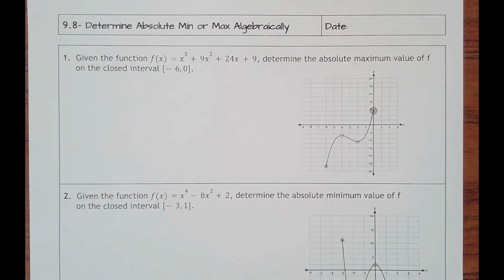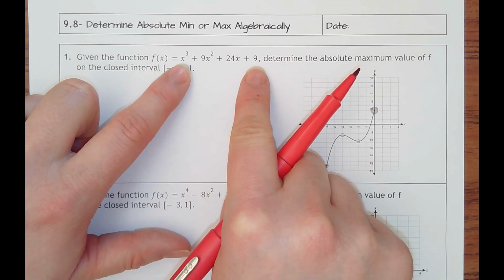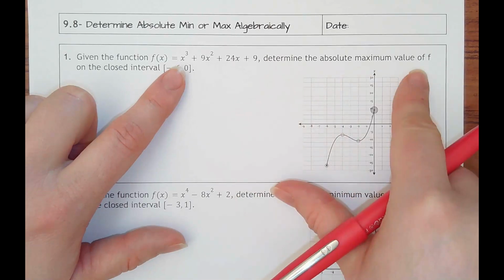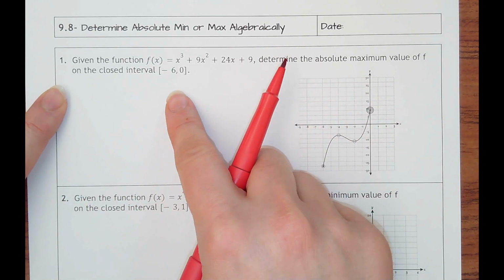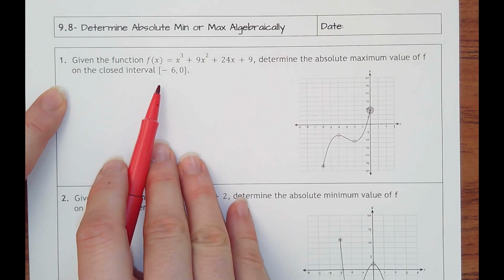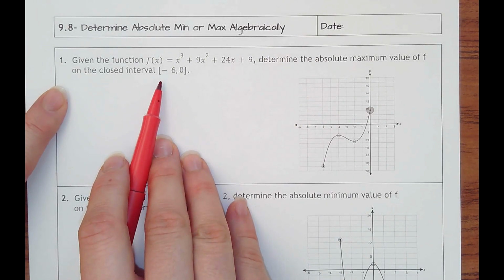Lesson 9.8, determine absolute min or max algebraically. Think back to the very first lesson we did in this unit: an absolute max or min is the highest or lowest that point ever goes. Polynomials normally go on forever, negative infinity to infinity, but they're giving us a closed interval. And so what's going to happen is a min or max absolute could be on an endpoint.